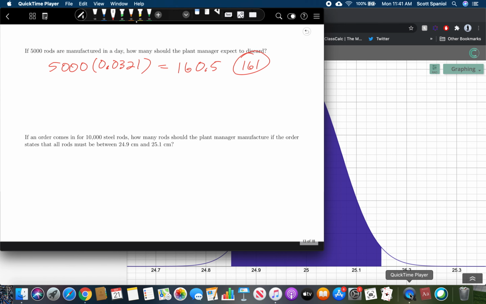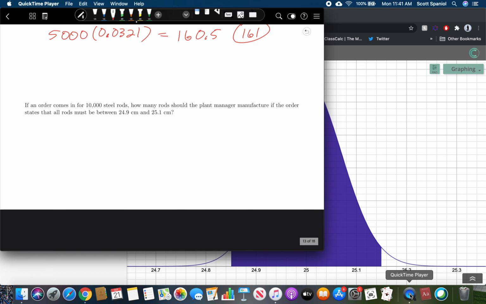Okay, and then to expand beyond that further, if an order comes in for 10,000 steel rods, how many rods should the plant manager manufacture if the order states that all rods must be between 24.9 centimeters and 25.1 centimeters? So this is similar to what we did up here, but we don't know this number. What we want to know is how many rods we have to make to keep 10,000 of them.